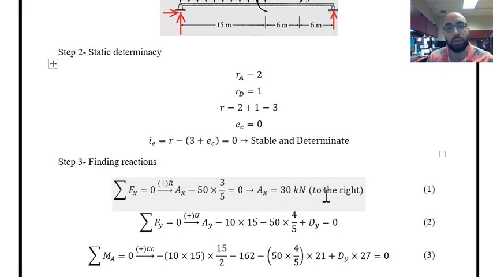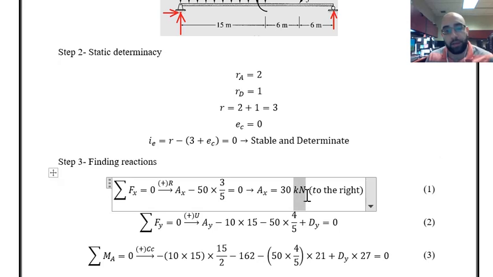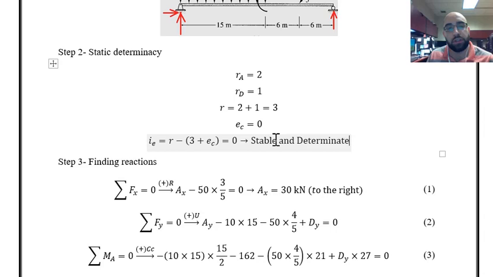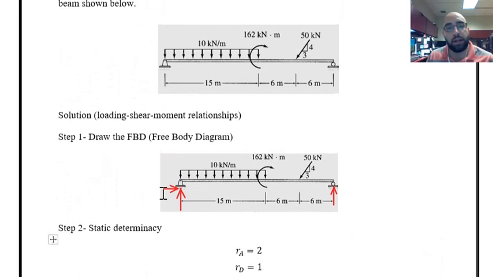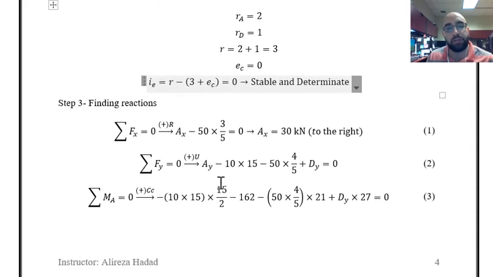So the horizontal reaction is found to be 30 kilonewton, and then I have to write the summation of forces in vertical direction equal to 0, and for that I have the vertical reaction at A and this reaction over there at the end of the beam, which is point D, and also we have the vertical distributed load over here, and the vertical component of this force. Having all of them in the equation, we can obtain this equation over here for AY and DY.